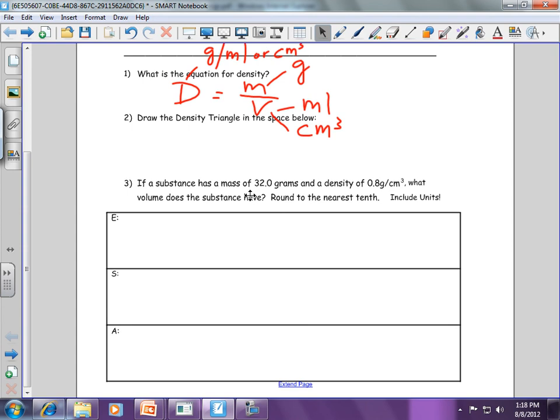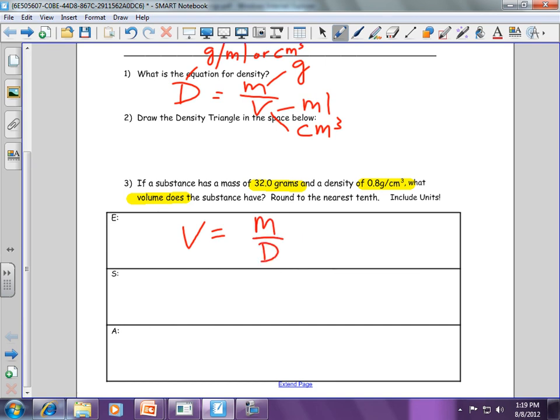Alright, question 3. If a substance has a mass of 32 grams, 32 grams is the mass, and the density of that substance is 0.8 grams per cubic centimeter. What volume does the substance have? So we're trying to solve for volume. That's where we're going with this. Well, that begs the question, what was the equation for volume? Using your density triangle, you should arrive at the fact that volume equals mass over density.